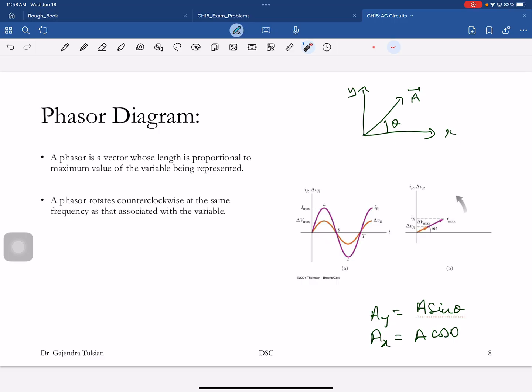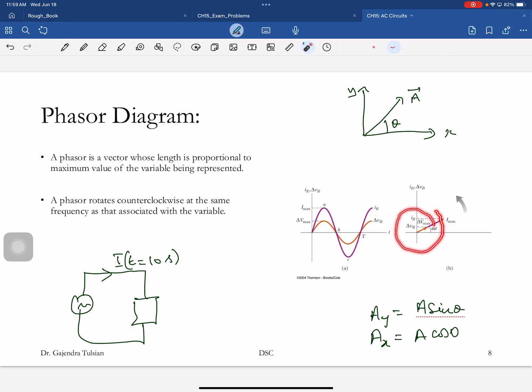So if you want the voltage across your load at 10 seconds, what do you do? If you have a circuit like this, and here's your black box, and I want the current at t equal to 10 seconds, what do I do? Well, I have this phasor rotating. If the current vector was there at 10 seconds, the y component is the value of the current. So it's as simple as that. So that's the idea.